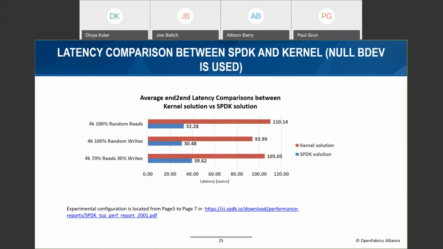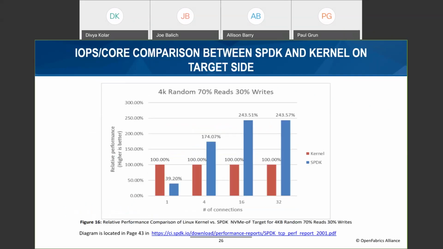If we combine the two diagrams into one diagram, it means that we just compare the end-to-end latency between the kernel solution and the SPDK solution. We can see that the end-to-end latency from SPDK is much better than kernel. It improves the latency by at least 60 to 70%. So next page, please. And this page just shows the per core IOPS comparison between SPDK and the kernel.